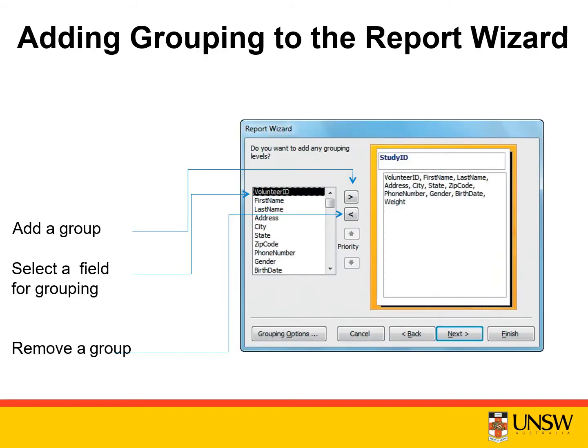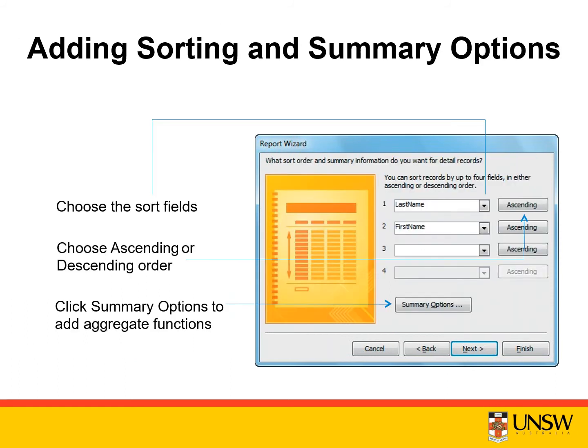In the next step, you can use some of the fields to group your records. To do this, select the desired field and add it as the group header. In this step, you can select the fields that you want to use to sort your records. Also, if you click the Summary Options button, you can use one of the available functions to calculate the subtotal of each group.